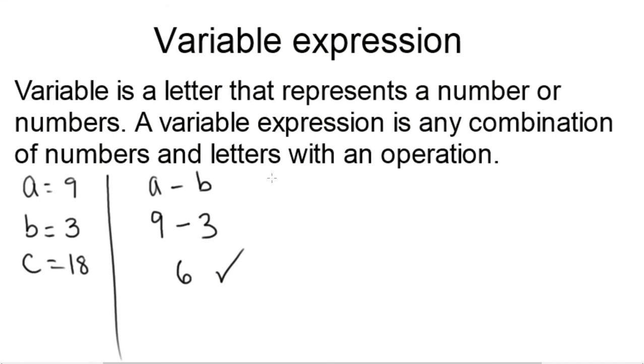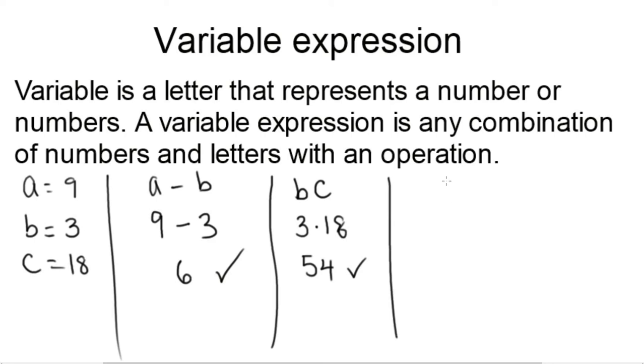Feel free to pause the video and try the following example. I have bc. Okay, bc is b times c. So that's just 3 times 18. So 3 times 18, 54. And feel free to pause the video and try the following example. I have c over a. So once again, we substitute. That's c divided by a. That's 18 divided by a, which is 9. 18 divided by 9 is 2.